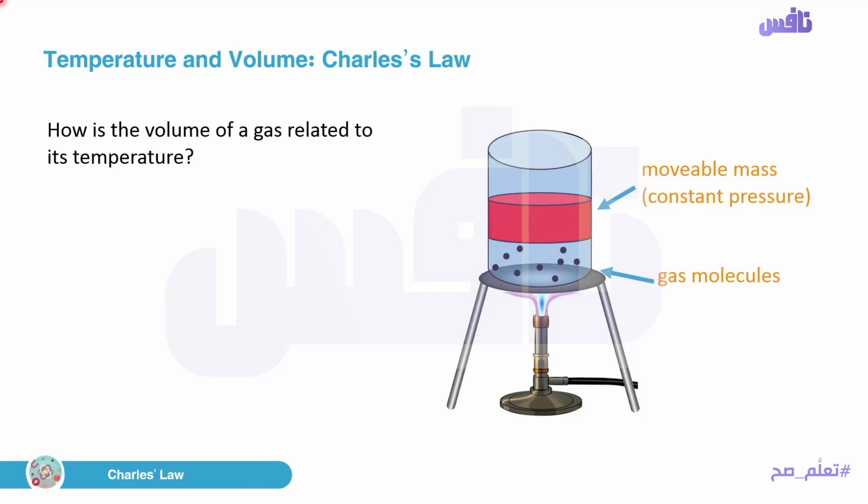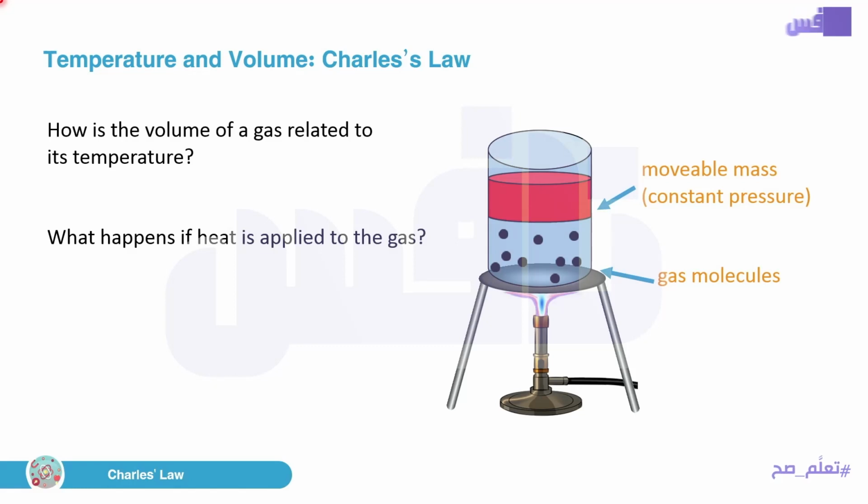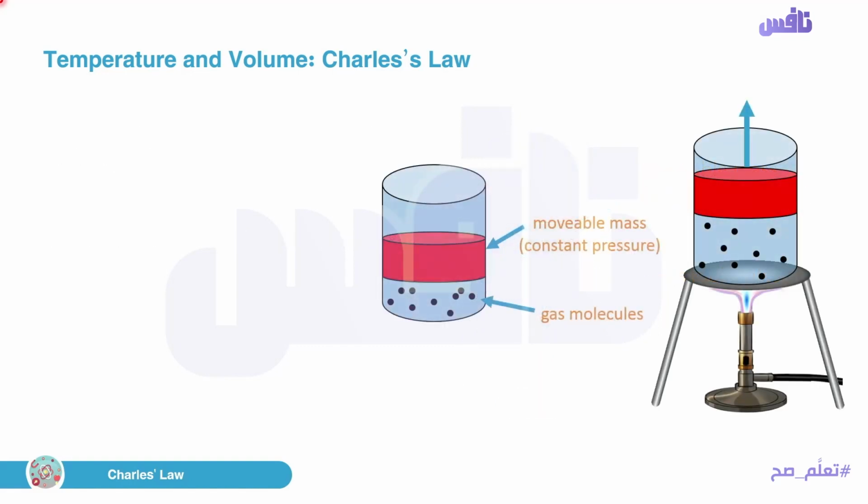So the relation will be between temperature and volume. What happens if heat is applied to the gas? Sure, as the temperature increases, the volume will also increase. As you see, the system of the gas is exposed to the fire, which is a source of heat, so the volume increased. Now, as the temperature increased, the volume will also increase.